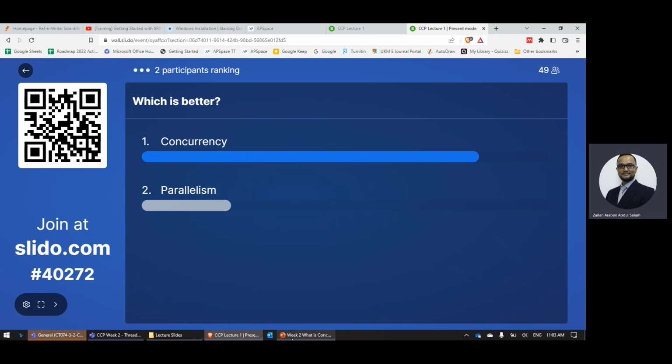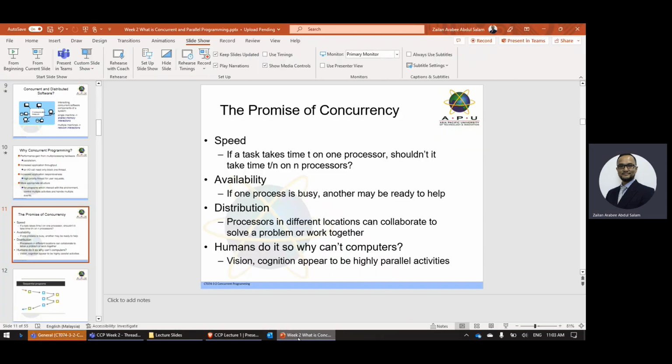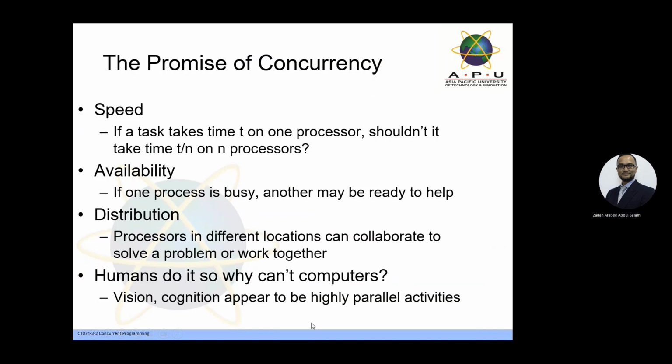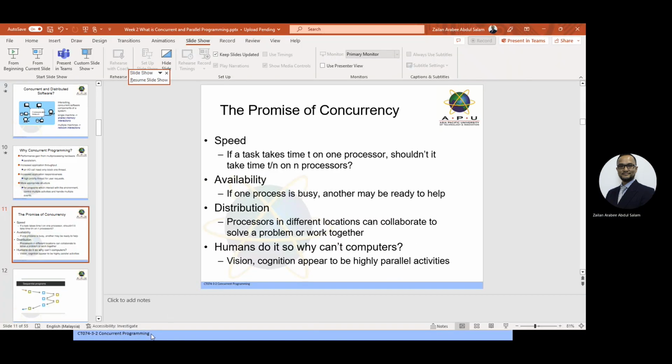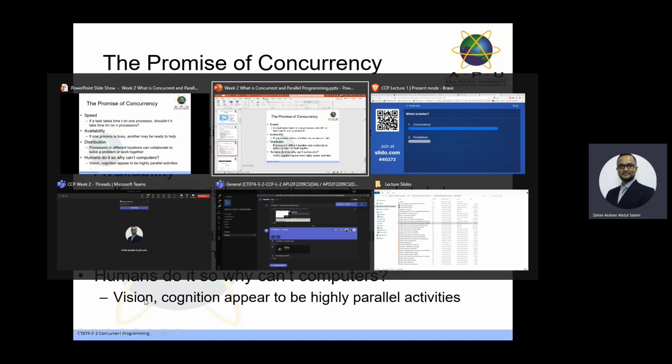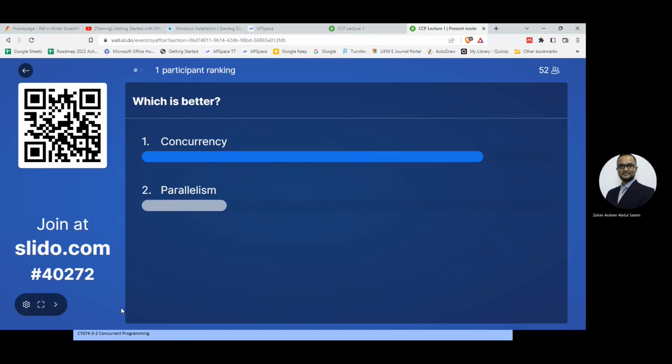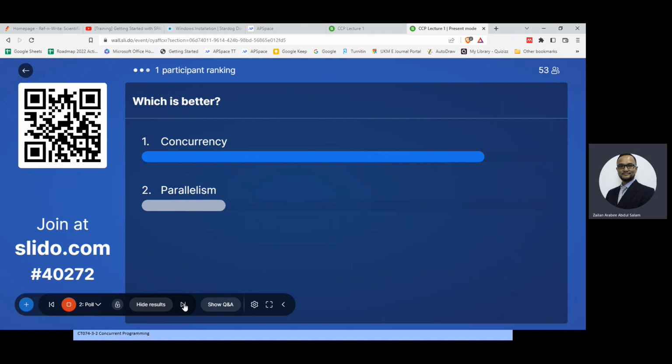Okay, so concurrency is the big winner here. We'll bear that in mind. And let's take a look at the next one then.